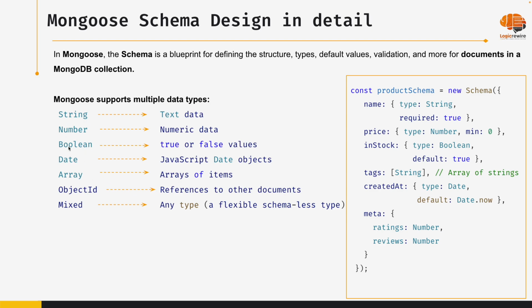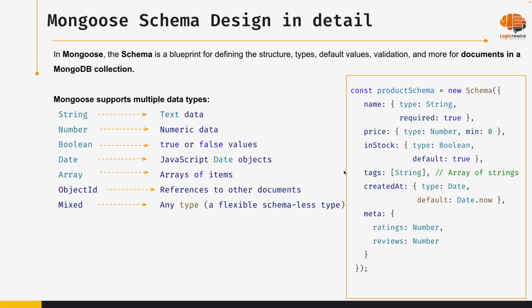These data types are similar to JavaScript data types. Using them, we can design our schema and define what type of parameters and what type of constraints our fields have, and what data type each requires. We have string, which is for text data. We have number for numeric data. We have boolean for true and false values. We have date for the JavaScript date object.